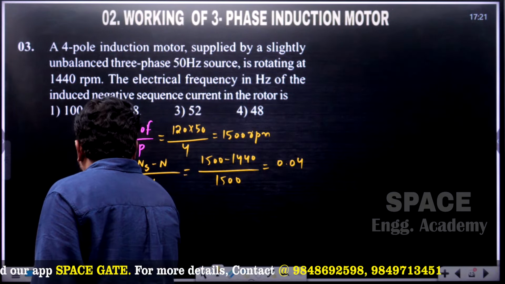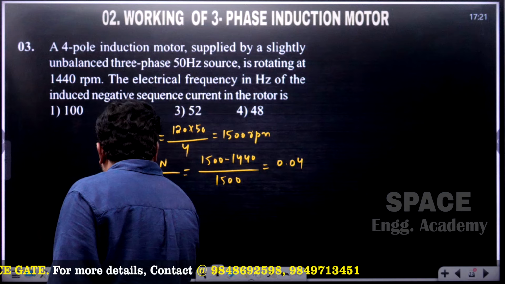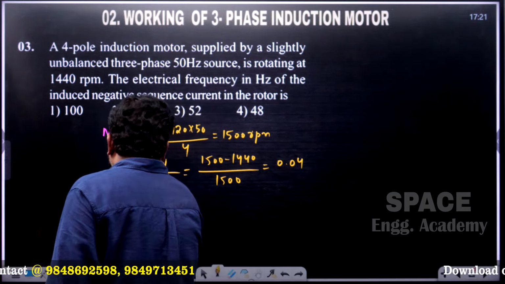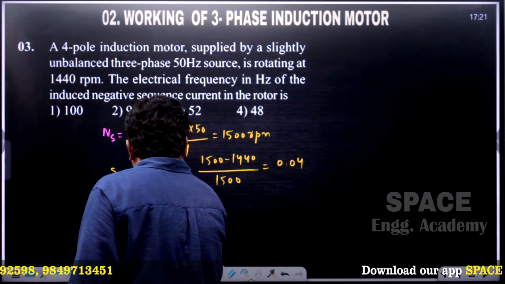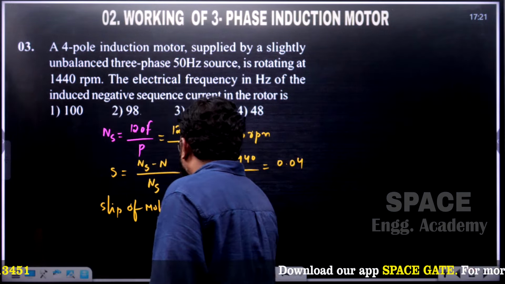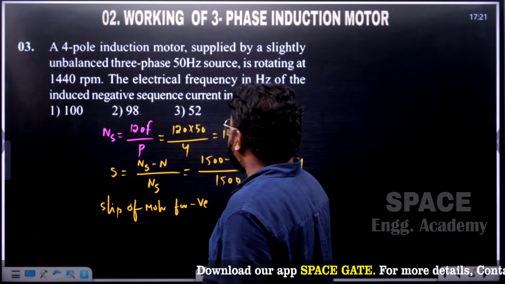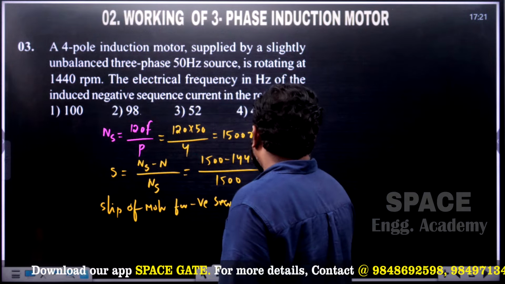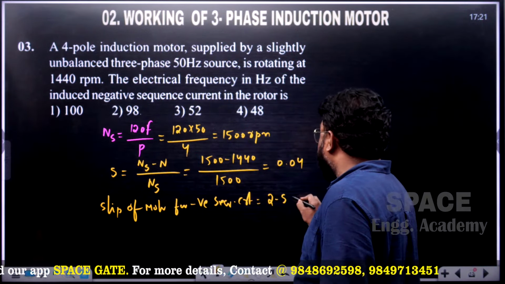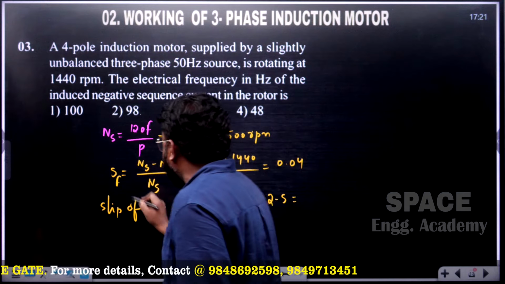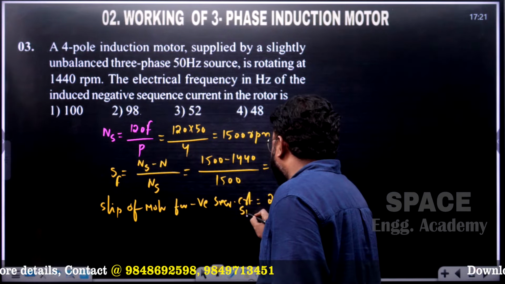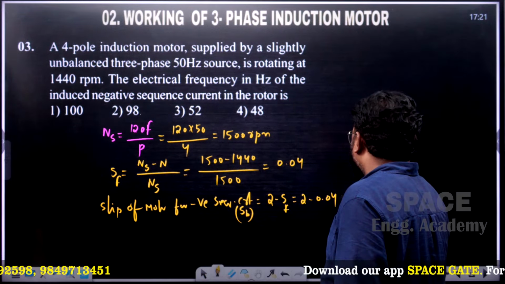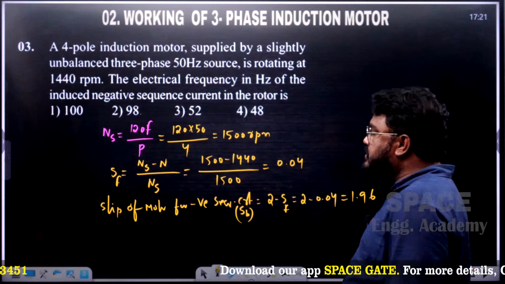This is the forward slip. Now the slip of the motor for negative sequence current is equal to 2 minus S. This is the forward slip SF, and this is the backward slip SB, so SB is 2 minus SF. 2 minus 0.04 is equal to 1.96.